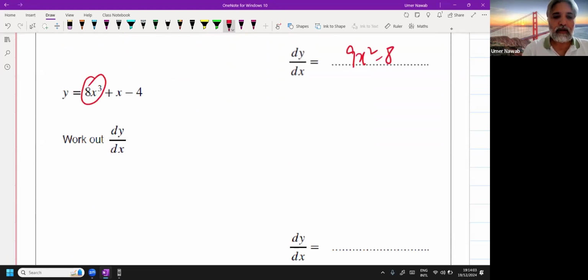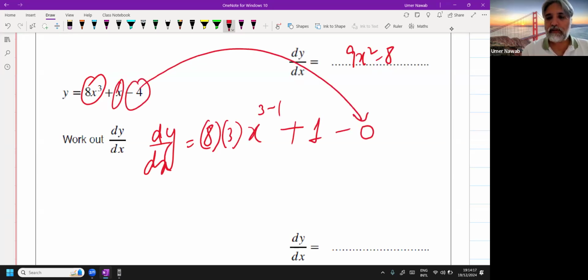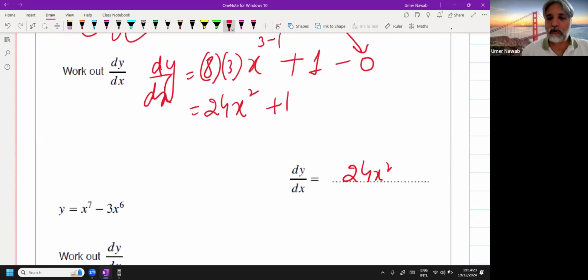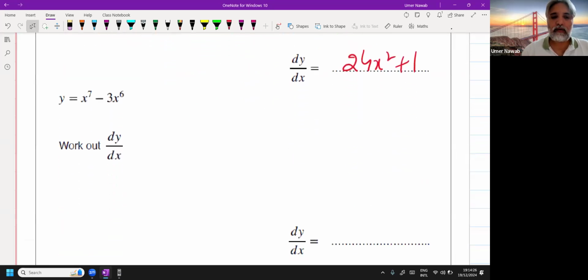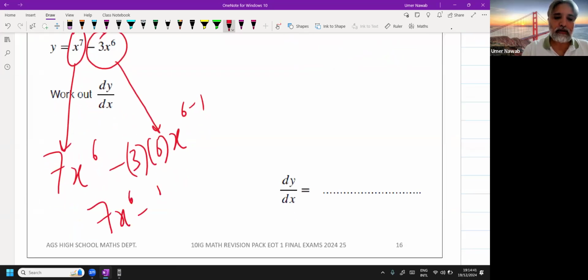The derivative of 8x cubed: dy by dx, 8 and 3 will be multiplied, and from the power we take off 1. The derivative of x is always 1, and the derivative of a constant is always 0. This is 24x squared plus 1. Next, the derivative of x power 7 is 7x^6, and the derivative of minus 3x^6 is minus 18x^5: 3 times 6 goes back, and from 6 I take off 1. So 7x^6 minus 18x^5. Clear?